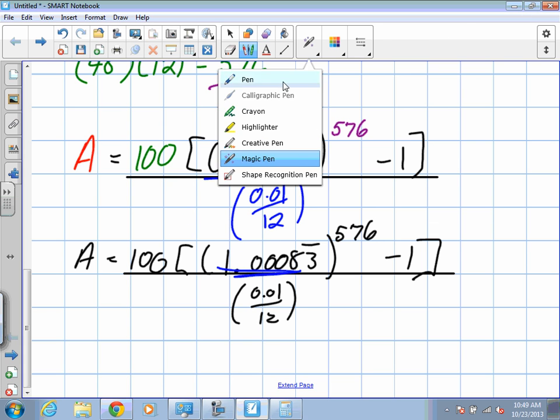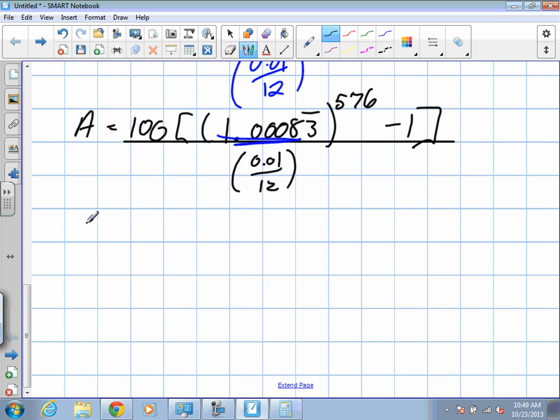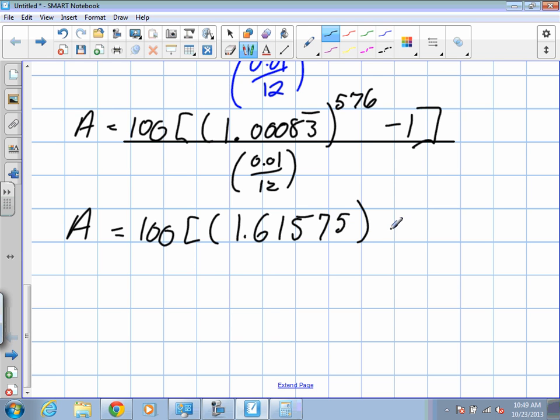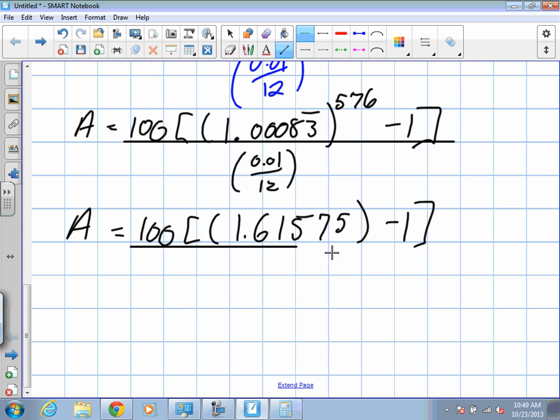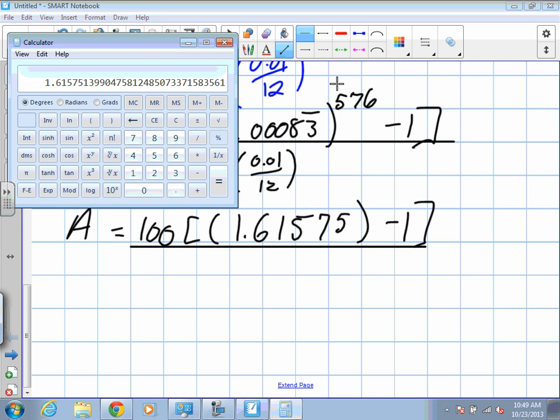So A is equal to 100 times 1.61575. It continued, and we have to subtract 1 from that value. And the way I got that is I used my calculator, remember? And I put it to the power of 576. So 1.61575, that's good enough. We're going to subtract that.